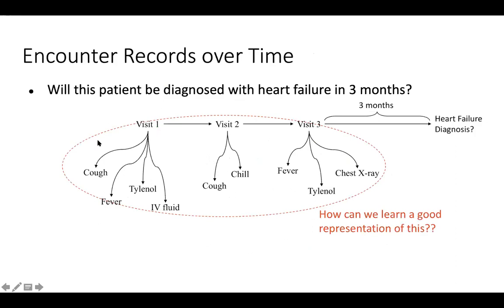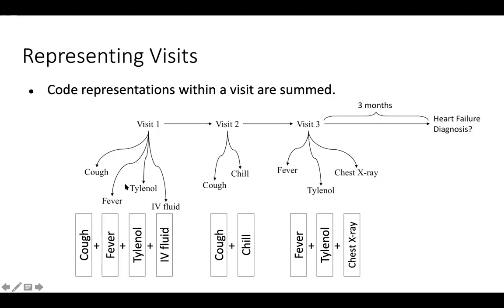So again, how can we learn a good representation of this? Back to the original problem. Instead of going with the classical way, we go with the deep learning way. We just established that any medical event can be represented as a fixed size vector. So cough can be converted to a vector, fever can be converted to a vector, all the way to a chest x-ray here. So everything is a vector.